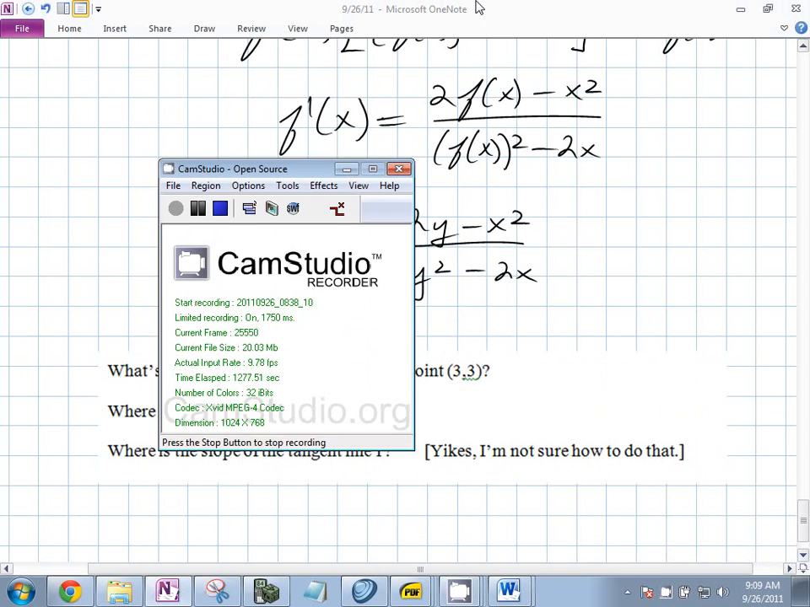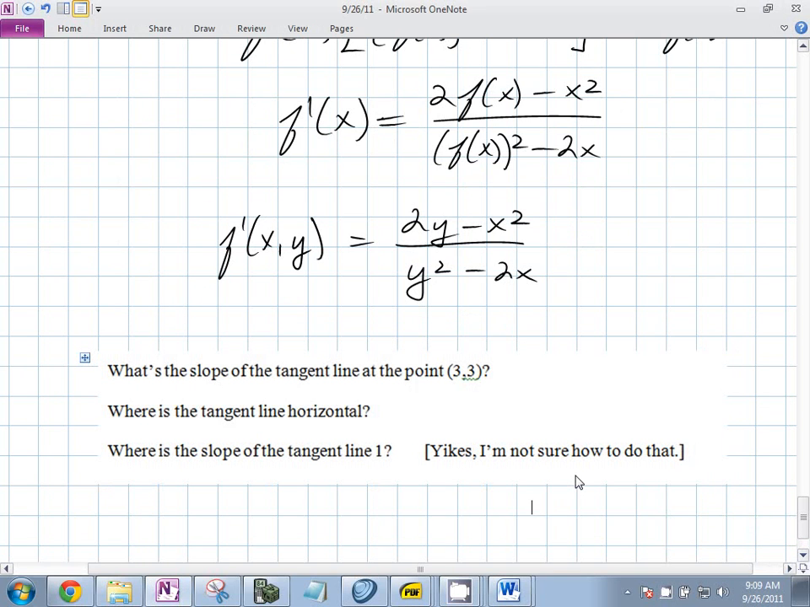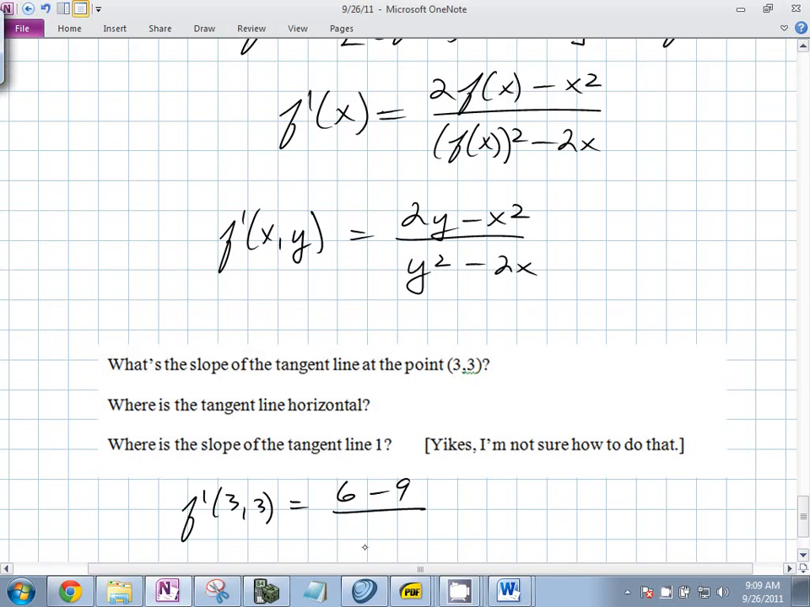What's the slope of the tangent line at 3, 3? That's as simple as plugging in 3 and 3. You end up with 6 minus 9 over 9 minus 6, negative what? Negative 1. Hey, that's nice.